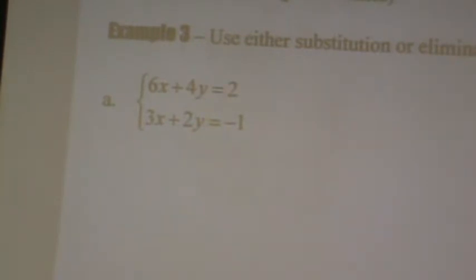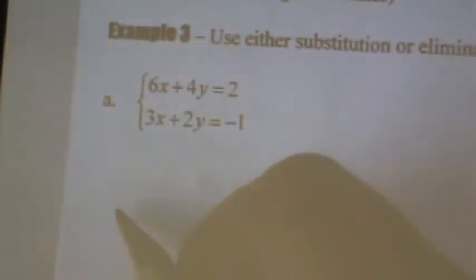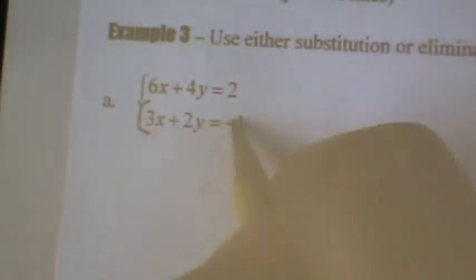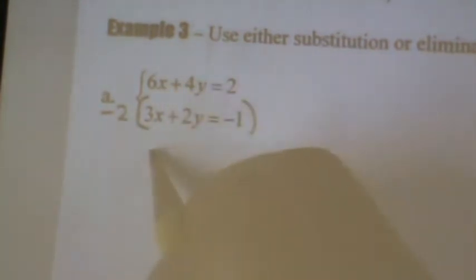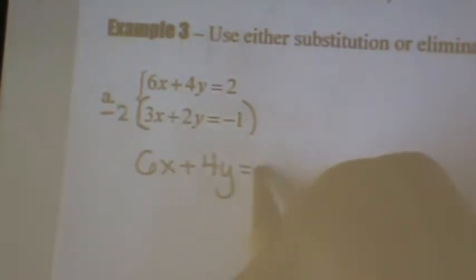Which one? Substitution? No, I wouldn't do substitution. I would do elimination. What are you going to multiply the bottom equation by? Negative 2. Good, negative 2. So let's do that. The top equation, I leave it alone. In the bottom one, I'm going to multiply everything by negative 2.